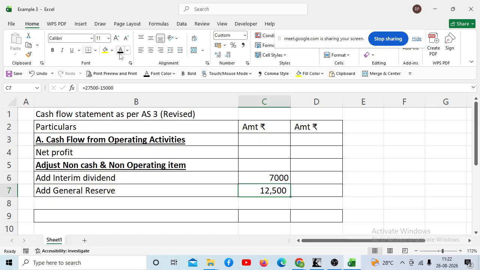Why are we adding it back? Because it is a non-cash item, right? It is just an accounting entry. From profit and loss we had transferred to general reserve. So if we add back, then we will come to know the flow of actual cash. Any doubt?